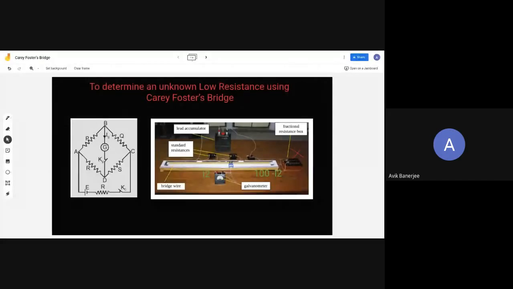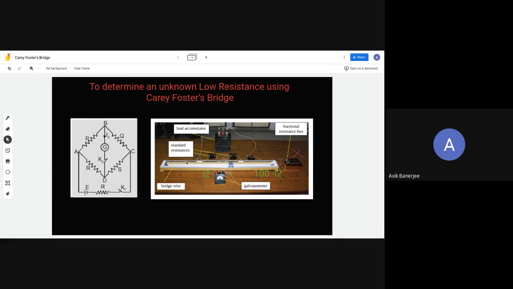So in this class, we are going to discuss this particular bridge. This is called Carey Foster Bridge. We are going to discuss the procedure of measuring an unknown load resistance using Carey Foster's bridge. ঠিক আছে?